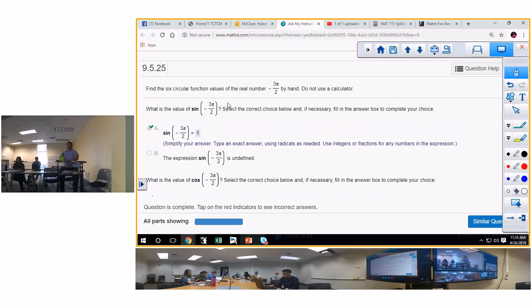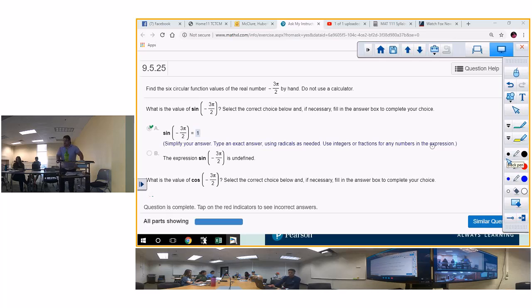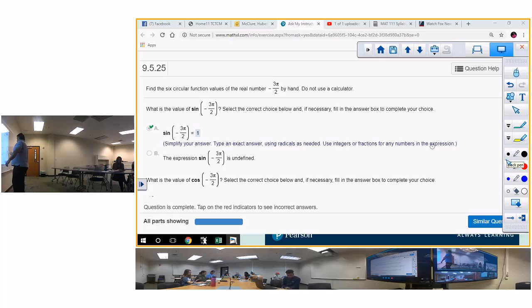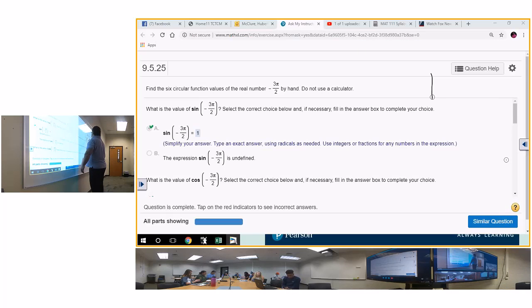It says find the 6 circular functions of, well, first of all, what's the first thing you should do before you even start on anything? Find out where you are. So let's do that. Negative 3 pi over 2. So negative 3 pi over 2 is going to be in this direction. But we have to find what 3 pi over 2 is. So 3 pi over 2 times 180 over pi, 270.